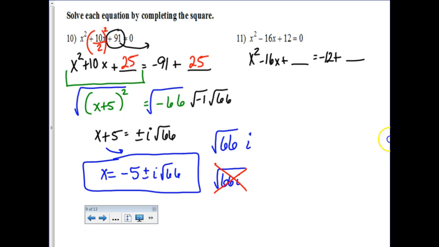Same formula for filling out the c term. You take half of the b term and then square it. So negative 8 squared would be a positive 64. We use that exact formula so that way we can factor this into x minus 8 quantity squared.